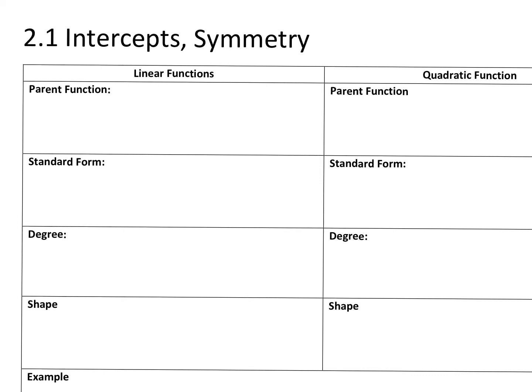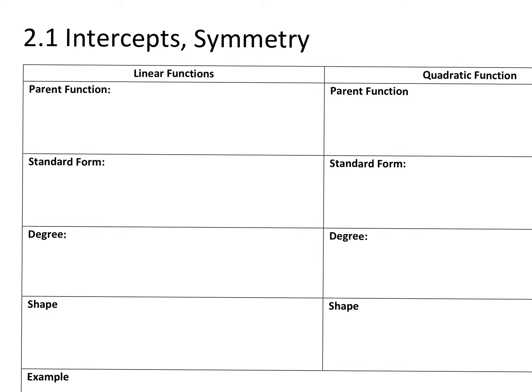So in 2.1, we're going to talk about intercepts and symmetry. But before we get there, we're going to talk about the graphs that lead to those things. And in particular, we're going to talk about a linear function and a quadratic function. For each one of these functions, we call what's called a parent function, which is the basis for the transformation or the different graphs we get from that function.